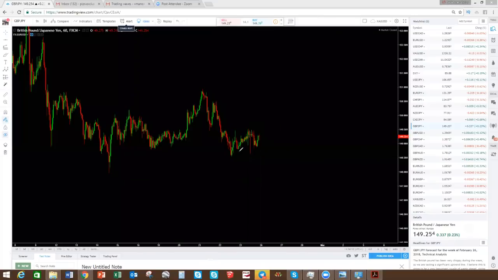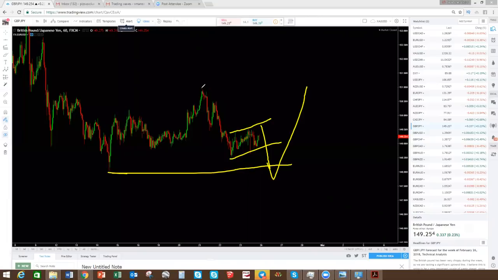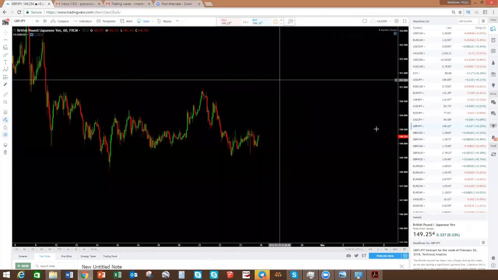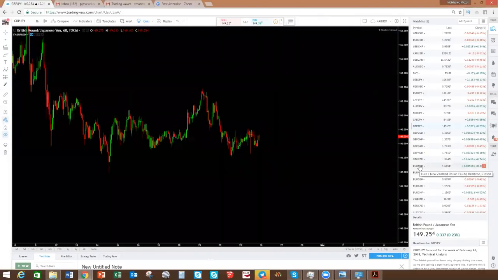Let's not complicate it. Let's just wait for this correction to complete. If it breaks to the downside, don't rush into selling it, or if you're gonna sell it, make sure that you are protected when it reaches this level, because at this level it may do this to that level. All right. So that's pound JPY.